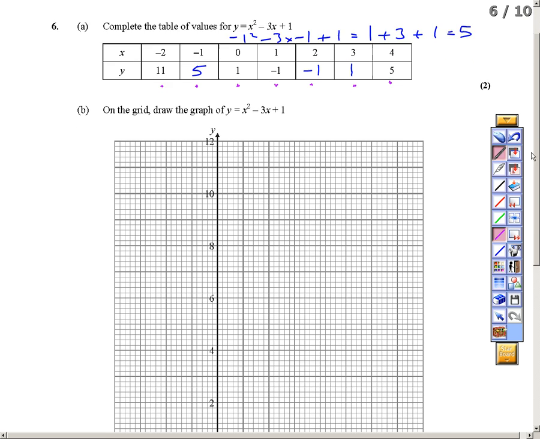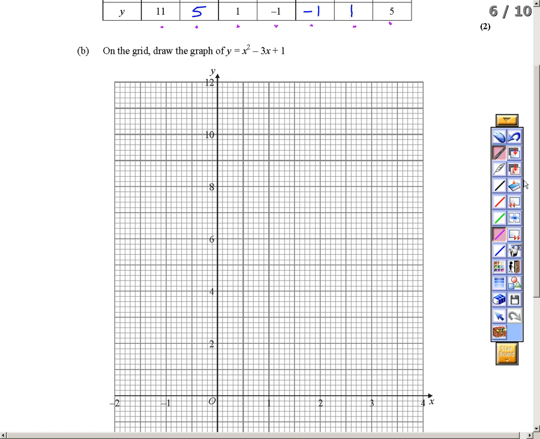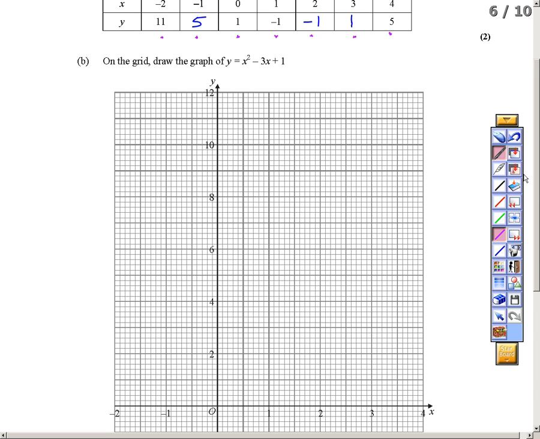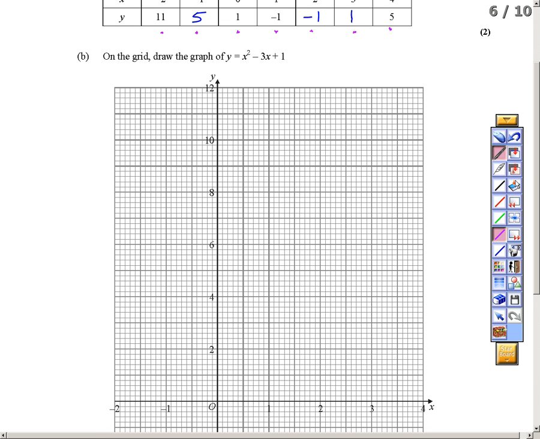I'll move the screen down a little to fit on, and I can just about see those. I can now. 4 is at 5. 3 is at 1. 2 is at minus 1. 1 is at minus 1. 0 is at 1. I'll do that a bit better. And 1 is at 5. Minus 1 is at 5, and minus 2 is at 11.